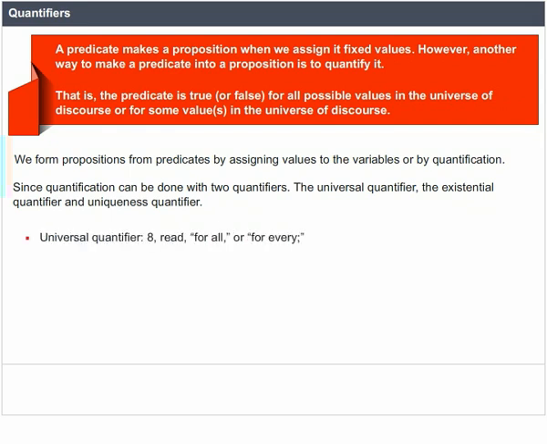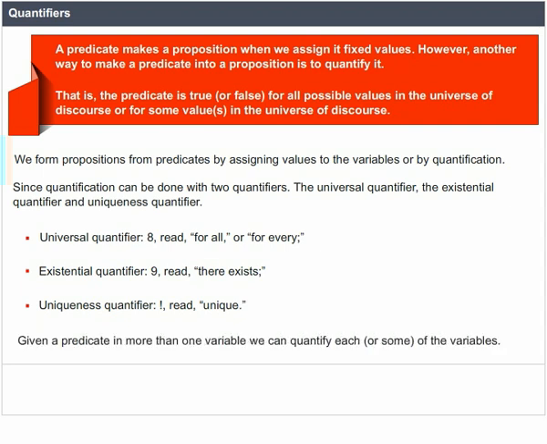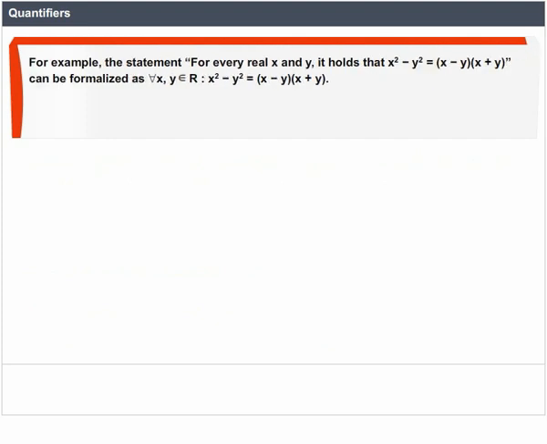Universal quantifier, ∀, read for all or for every. Existential quantifier, ∃, read there exists. Uniqueness quantifier, ∃!, read there exists a unique. Given a predicate in more than one variable, we can quantify each or some of the variables. For example, the statement for every real x and y, it holds that x squared minus y squared equals (x minus y) times (x plus y) can be formalized as for every x, y belonging to R, x squared minus y squared equals (x minus y)(x plus y).